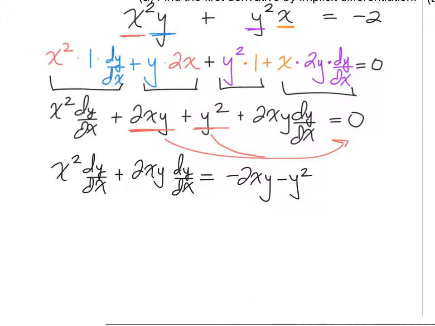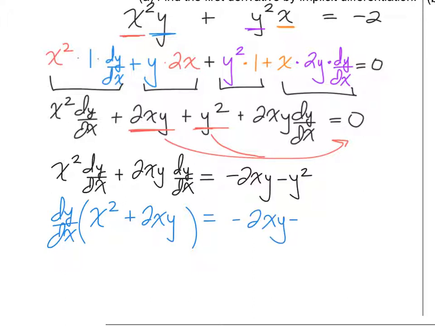A little bit better. What can I do on the left-hand side? What should be my next move? Factor out a dy dx, because that's the thing that we want to get alone. So if we factor that out, we can isolate it. And then we could divide out the x squared plus 2xy.